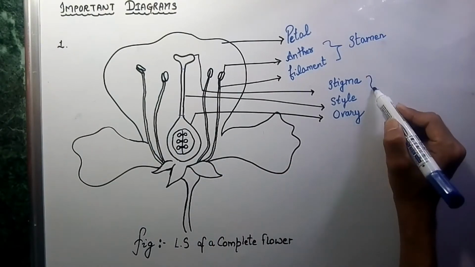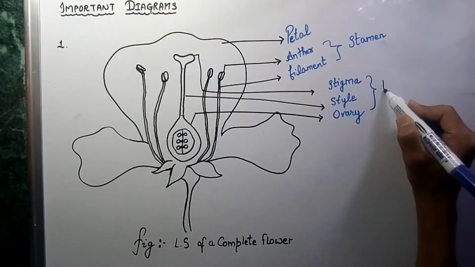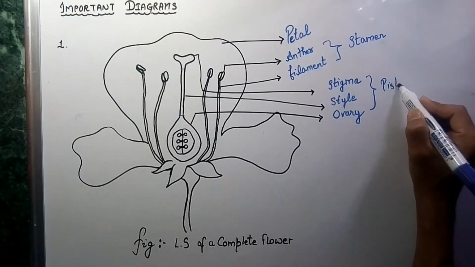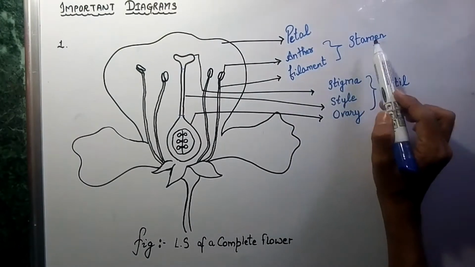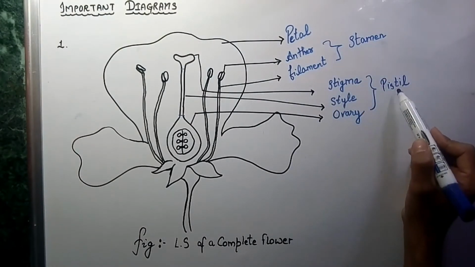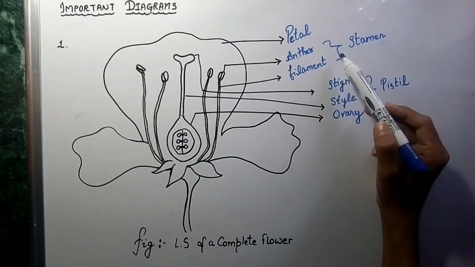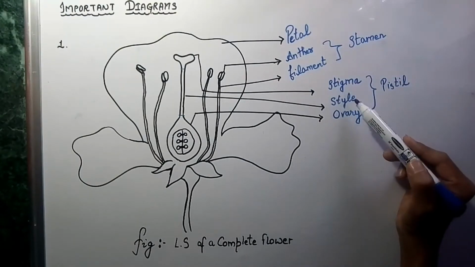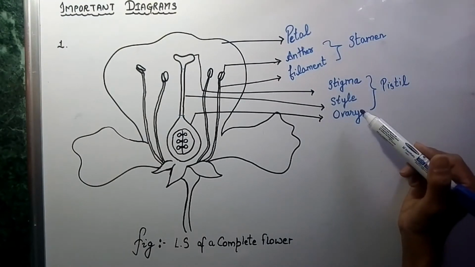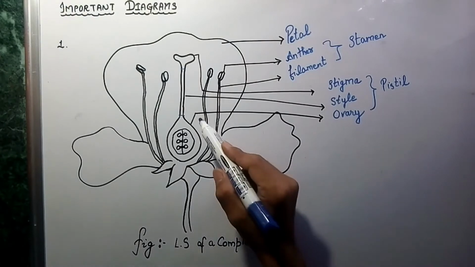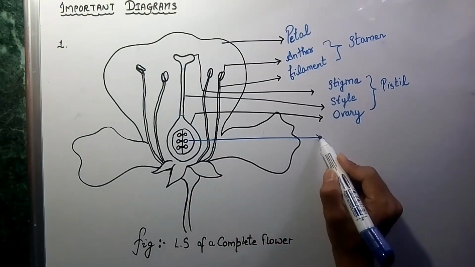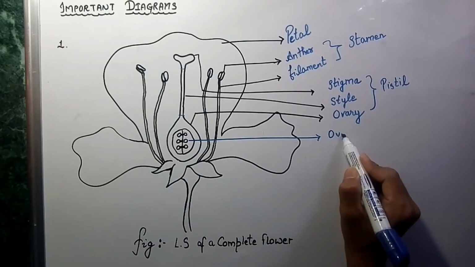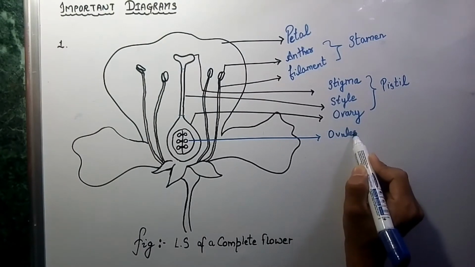Now this female reproductive part can also be known as pistil. Here the male reproductive part is known as stamen, whereas the female is known as pistil. Again, stamen has anther and filament, and pistil has your stigma, style and ovary. Now we know that inside the ovary we will see lots of ovules present there. Ovules.